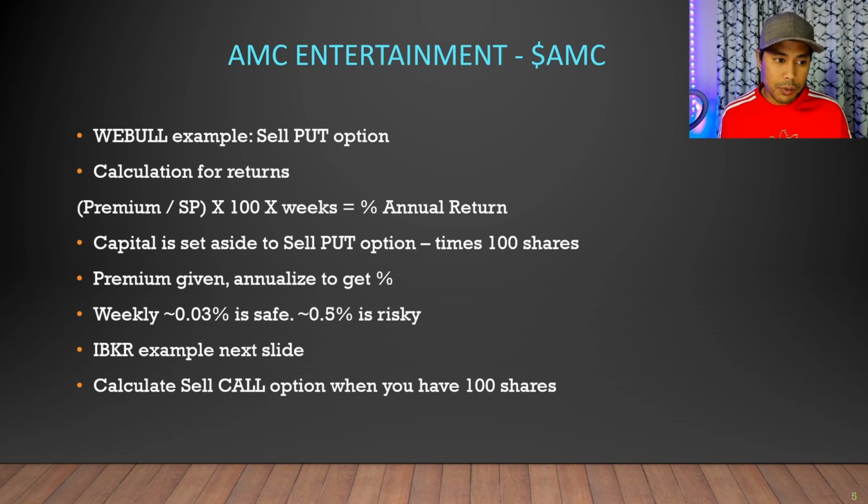And by selling a put option, you need to understand that you need to have capital set aside, because what you're doing is saying, I'm going to buy 100 shares of this company when it hits the share price. We're going to then get premium, and then we calculate that annualized to compare it with all the other trades that we do. So typically with options, if you divide the premium by the share price, you usually get a return of 0.03% for safe ones, and anything over 0.5% per week is actually risky. So after we do the Webull example, I'm going to show you a screenshot of my actual trade that I did at AMC at the beginning of the week, just to show you how that works and how I calculated those returns.